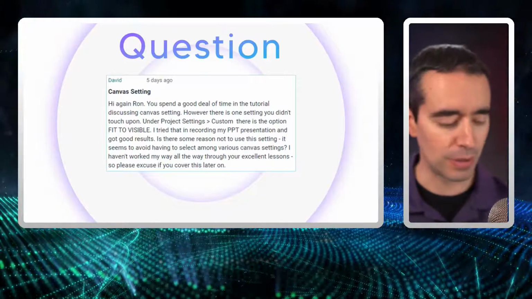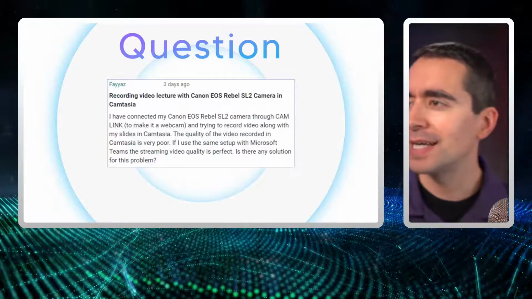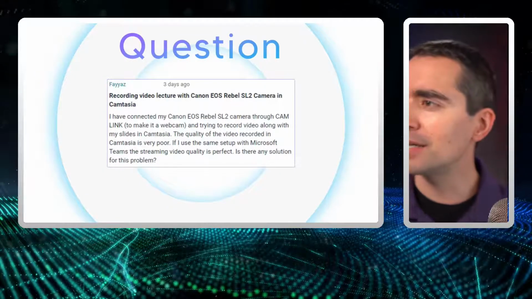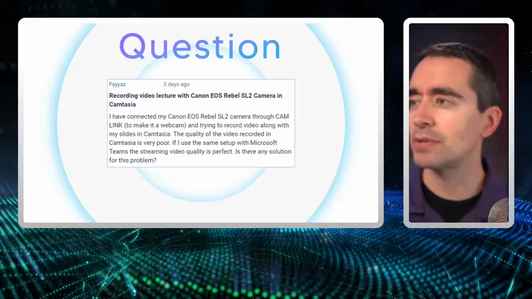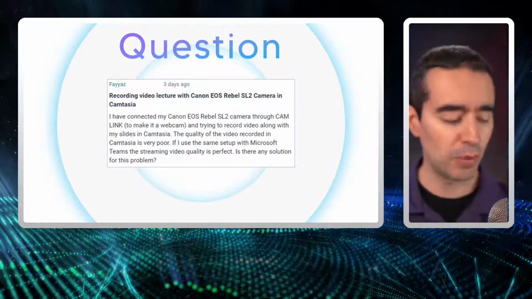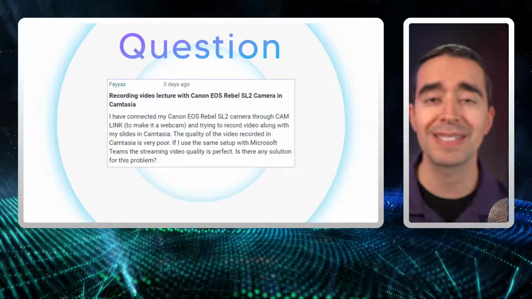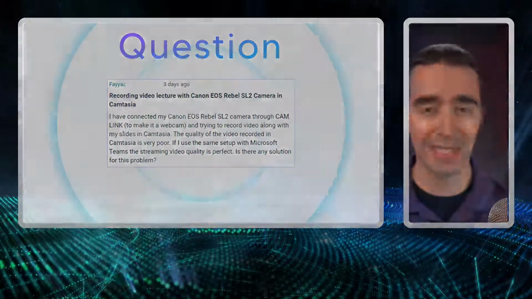Okay, so that was the next question. I don't even remember what question that was, maybe 3 or 4. The next one, using my webcam. So he's using his Canon Rebel camera. He's connecting it and he's like, the quality's awful, but when I look at it on Zoom, the quality's fantastic. What's going on? Is there something in Camtasia? Yep, there probably is something in Camtasia.